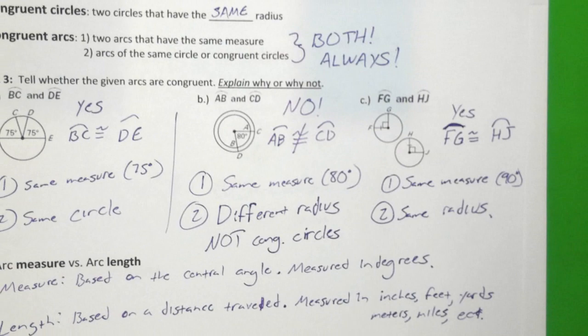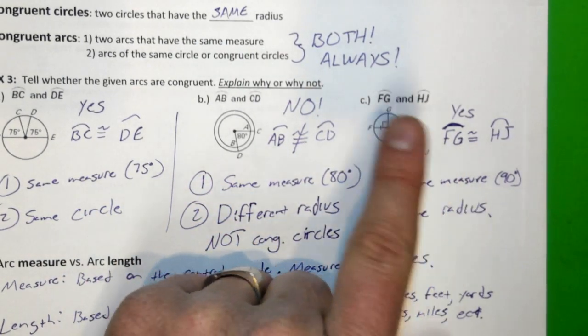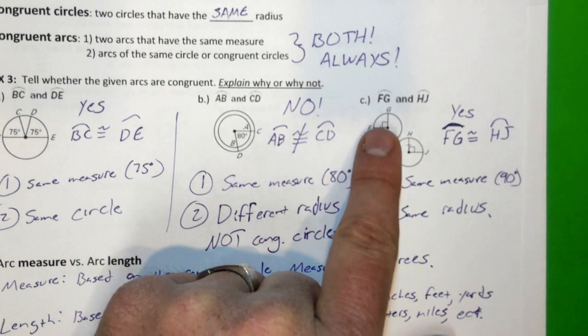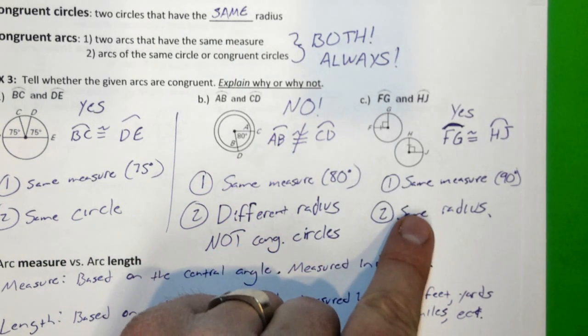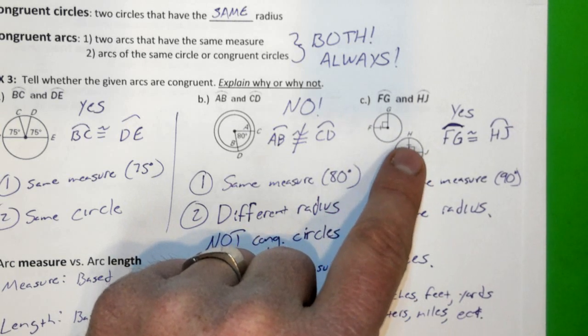Here's the answer for FG and HG. FG and HG are in fact congruent. They have the same measure, which is 90 degrees. You can see it marked by those perpendicular angles. And they have the same radius. You can tell by the tick marks here by F and the other tick mark here by H.